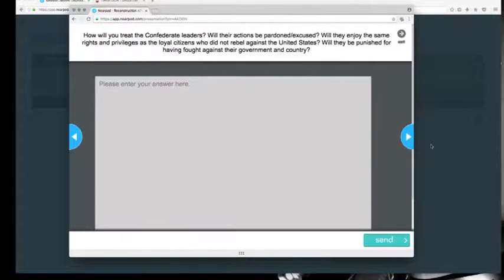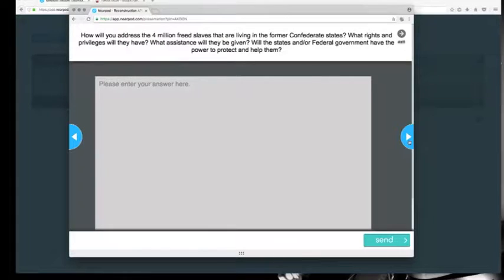Second scenario, and again, please type your response here and then send it when you're done. Second scenario, how will you treat the Confederate leaders, Robert E. Lee, Jefferson Davis, James Longstreet, etc.? Will their actions be pardoned or excused? Will they enjoy the same rights and privileges as the loyal citizens who didn't rebel against the United States? Will they be punished for having committed treason and fought against their government and their country? Will you execute them? What are you going to do with the Confederate leadership? And again, please type your response here.